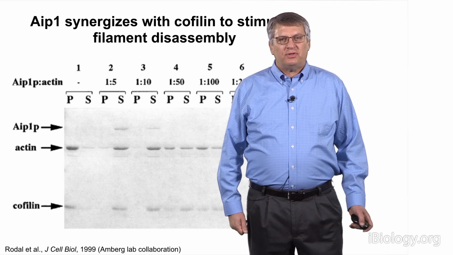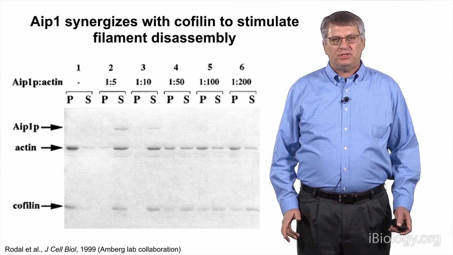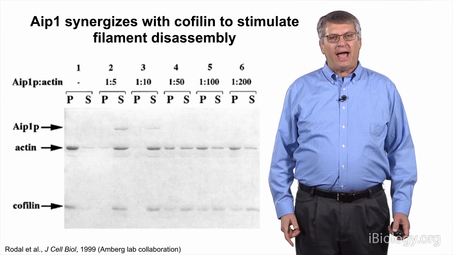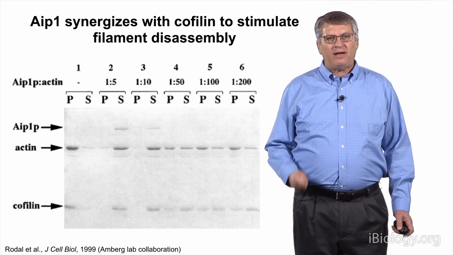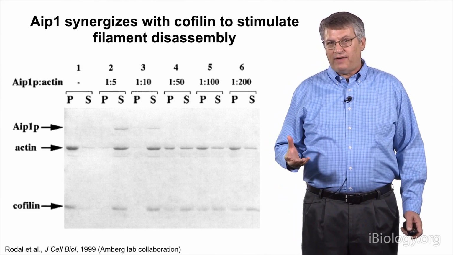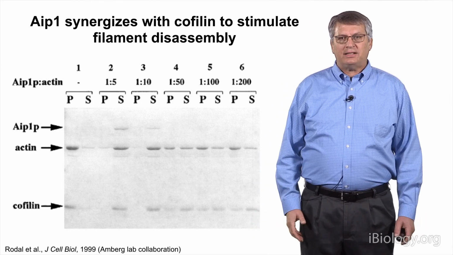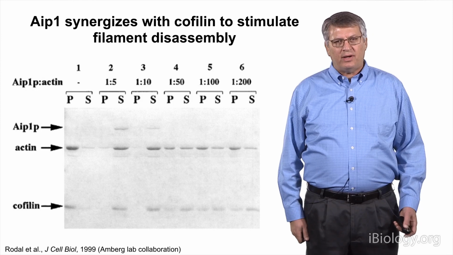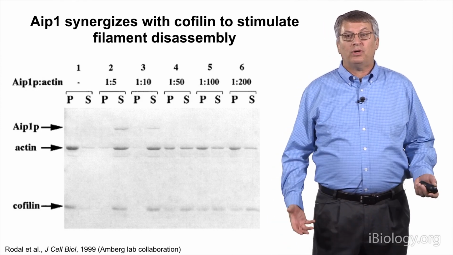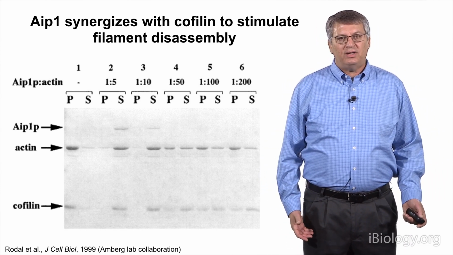So when Avi Rodal was a graduate student in my lab, we were approached by David Amberger, who had made an interesting observation. He found this protein he called AIP1 for actin interacting protein. He found it in a 2 hybrid screen as a protein that binds to actin, and he also found that it binds to cofilin. And so since we were working on cofilin and actin, he came to us and asked if we could collaborate to try to learn something about what AIP1 might be doing and whether it might be working together with cofilin. And so here's an assay that Avi did.